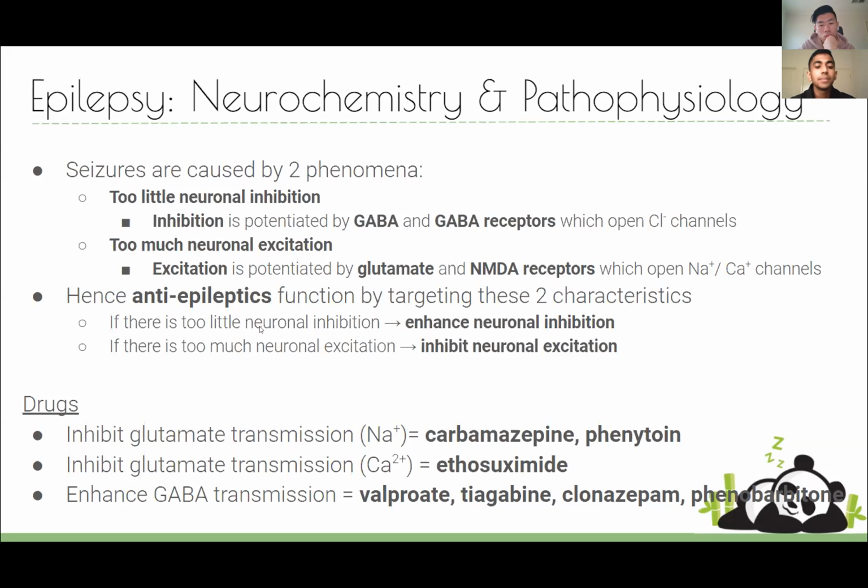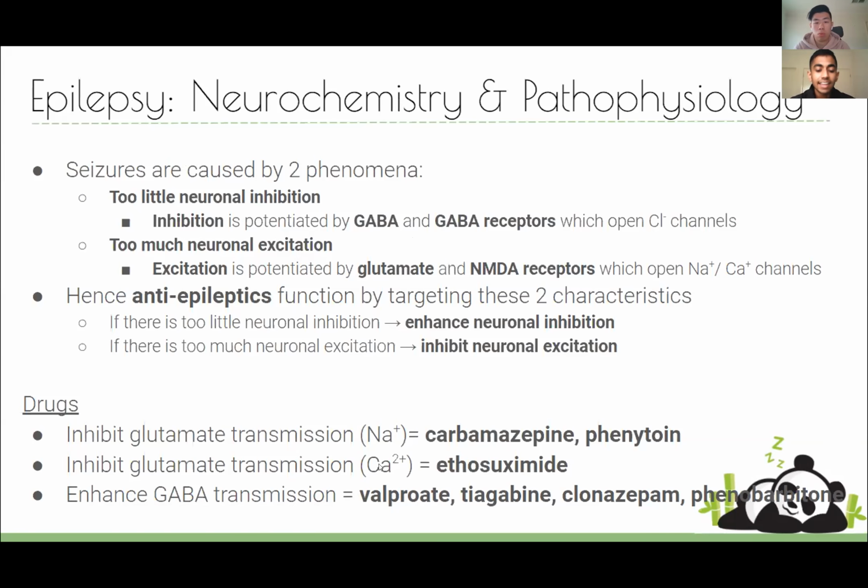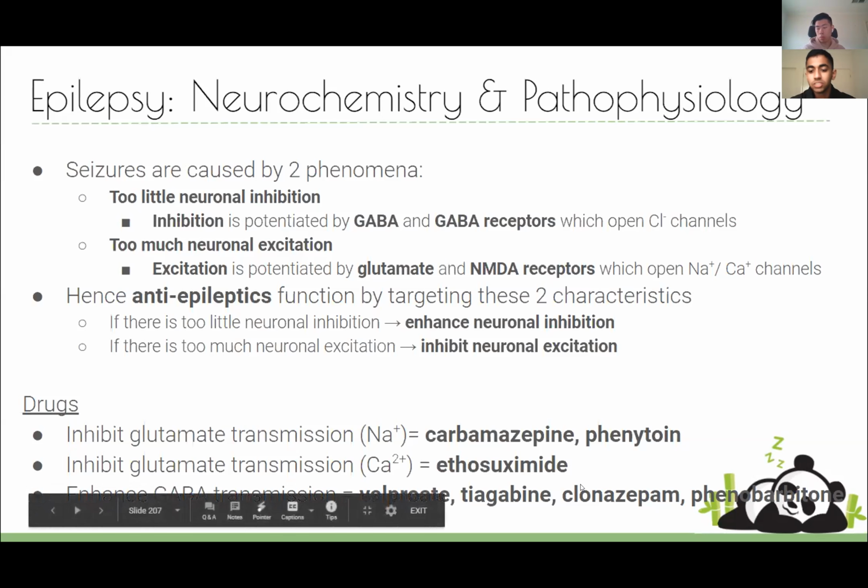So our antiepileptics function by trying to reduce these two things. If we have too little inhibition, we're going to try and enhance that neural inhibition. If we have too much excitation, we're going to try and reduce that excitation. There are a few mechanisms we do that through. Either we're going to inhibit glutamate transmission via our Na channels or calcium channels, or we're going to enhance our GABA transmission through a bunch of these drugs. Let's talk about them one by one and try to do it systematically. We'll talk about the ones that inhibit glutamate transmission first.